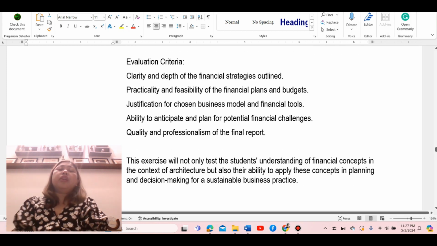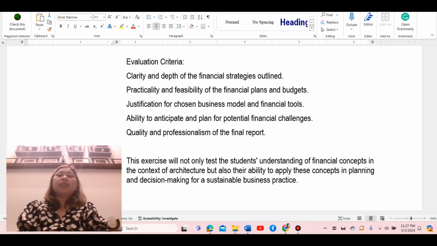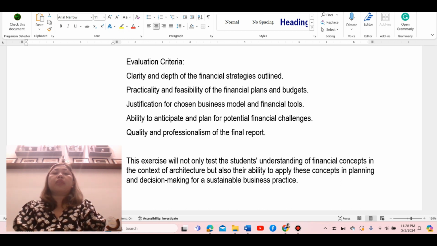So what's the evaluation criteria? The clarity and depth of financial strategies outline, that's 20%, 20% for practicality and feasibility of financial plans and budgets, 20% for justification of chosen business model and financial tools, and then another 20% for the ability to anticipate and plan for potential financial challenges. And the last 20% of your grade is the quality and professionalism of your final report.